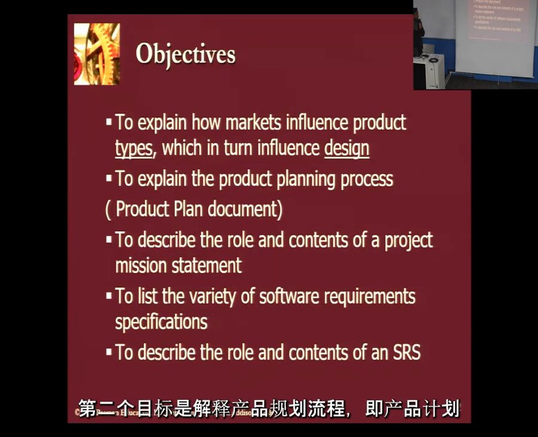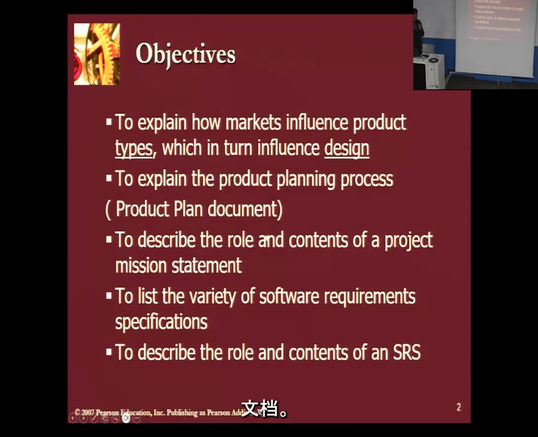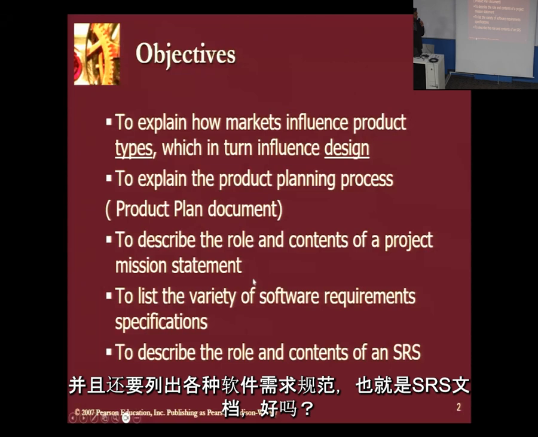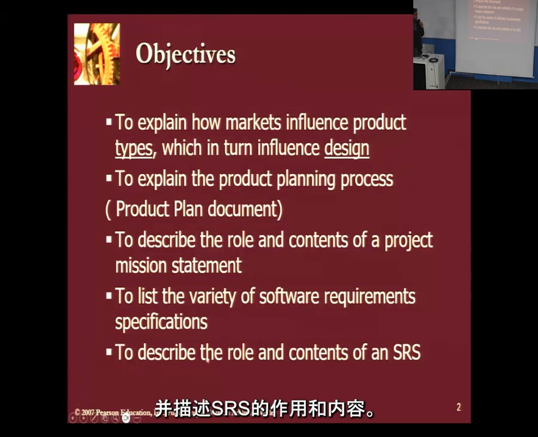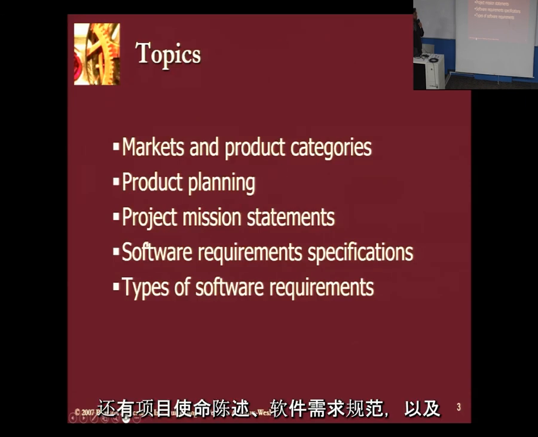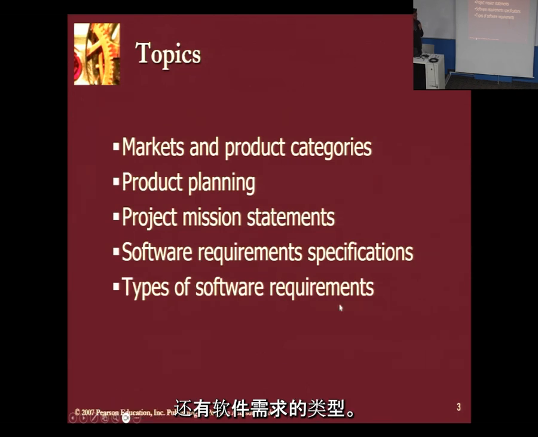The second objective is to explain the product planning process, which is the product plan document. The third one is to describe the role and contents of a project mission statement, and also to list the variety of software requirements specification, which is the SRS document, and also to describe the role and contents of an SRS. The topics that we need to cover are markets and product categories, product planning, project mission statements, software requirement specifications, and types of software requirements.